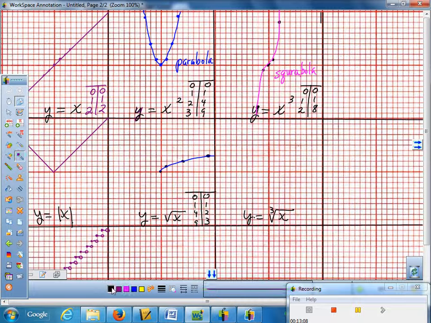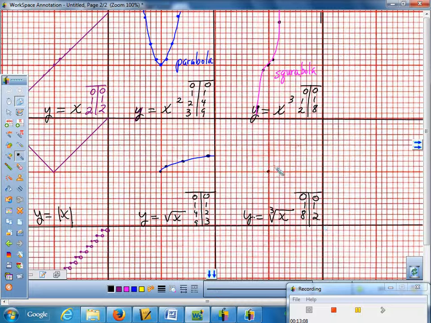Does anybody remember what cube root looks like? Yes, it's a sideways parabola. Because once again, when you graph a root, all it does is switch the x and y coordinates we had on the first one. Switching 0, 0, 1, 1 doesn't do much. But when you switch the 8 and the 2, it makes it go the other direction.